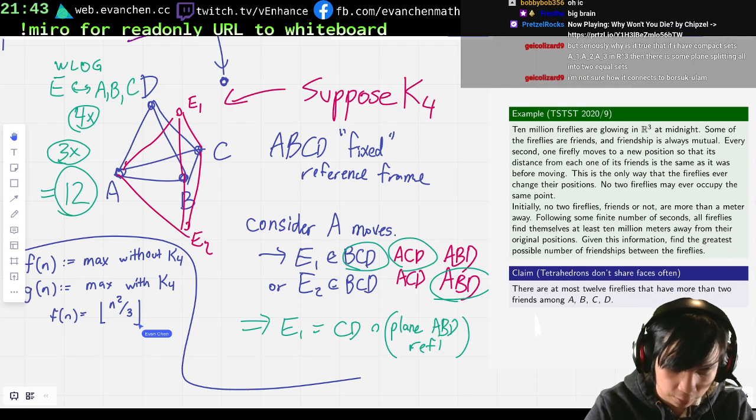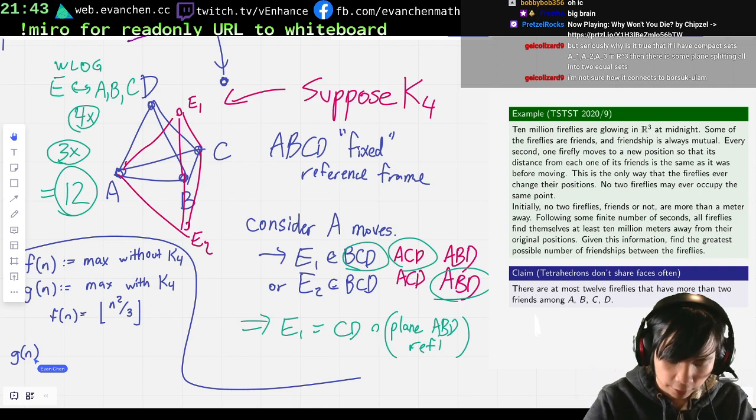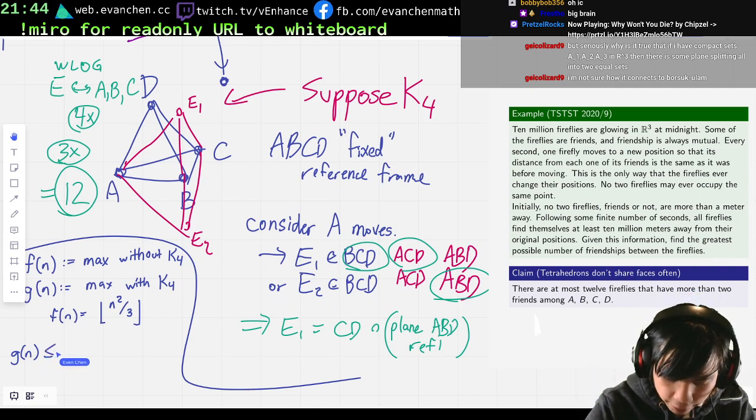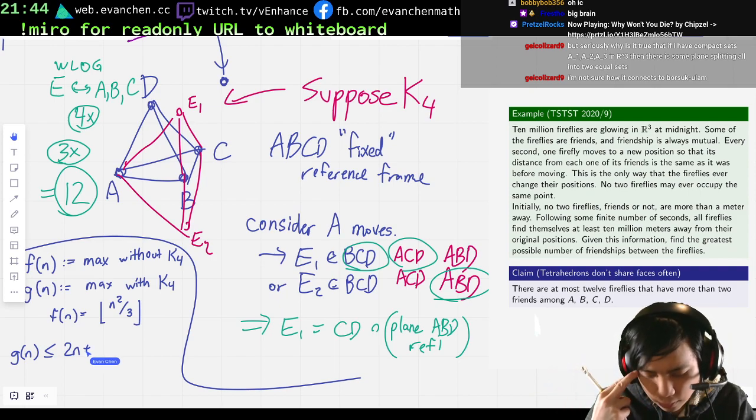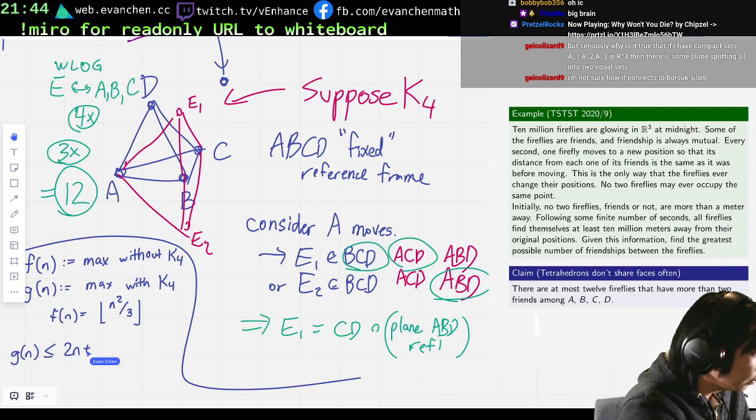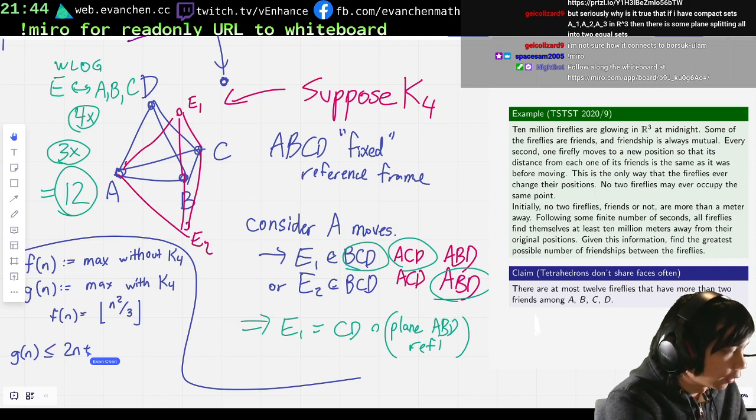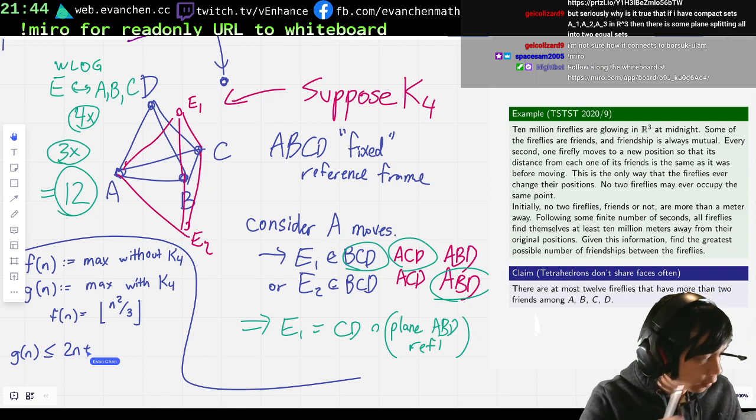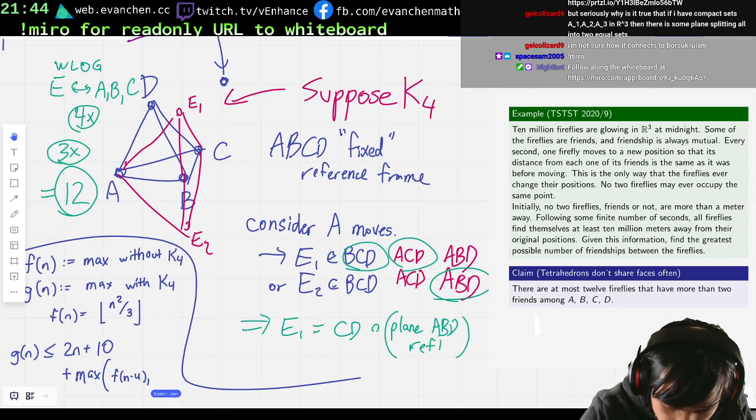And so what about g of n? Because of this, if there's a tetrahedron, you delete it. And it gives you a bound where this is like 2n plus some number. I'm just going to look up what the number is because I don't want to mess it up on stream. But basically you delete the tetrahedron and the bound will be good enough because about half the edges are there. Yeah, the bound comes out to like 2n plus 10 plus max of f(n minus 4), g(n minus 4).